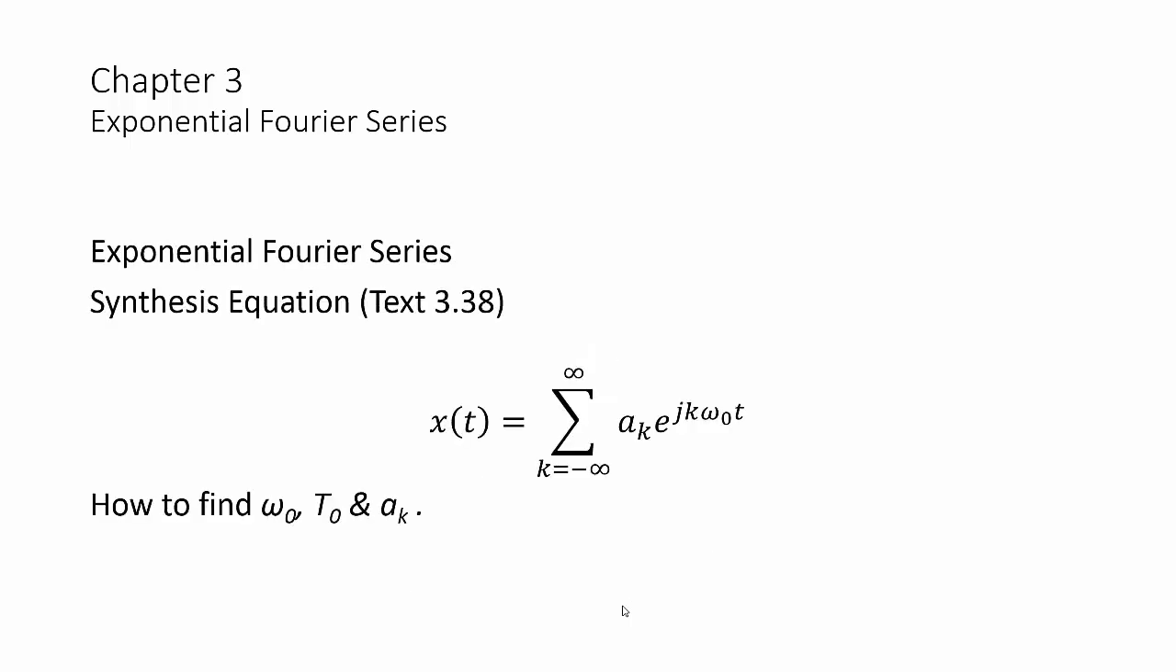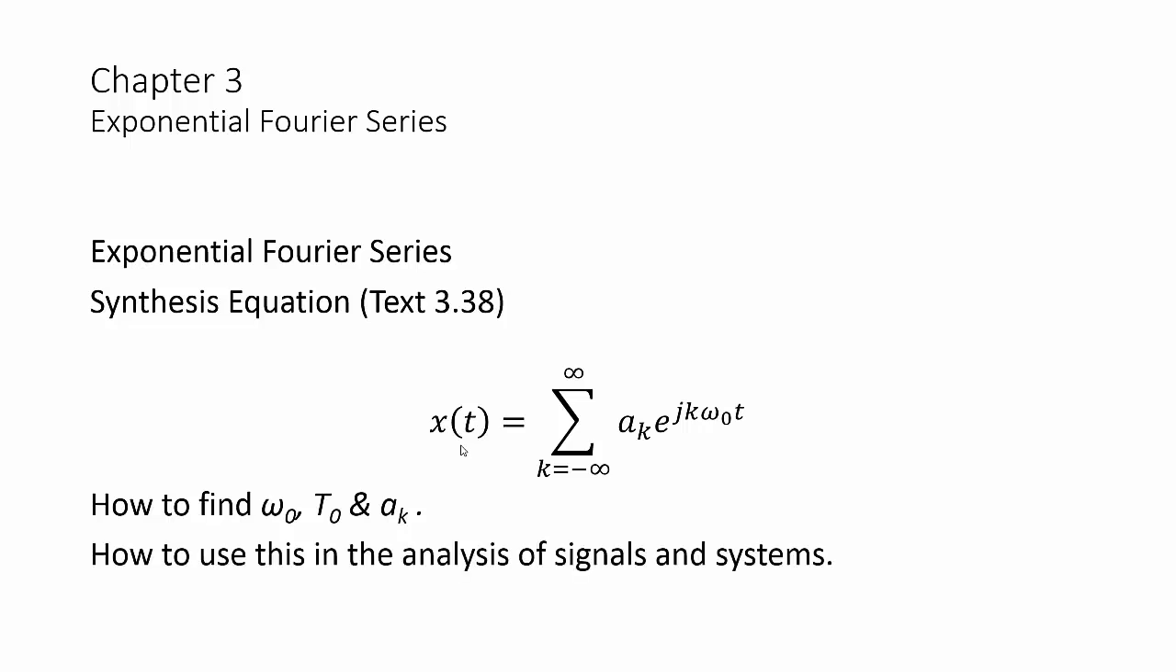In this chapter, we're going to work on how to find omega naught, t naught, and a sub k in this equation that would apply to any particular signal x of t we want to study. Then we're going to look at how to use exponential Fourier series in the analysis of signals and systems.